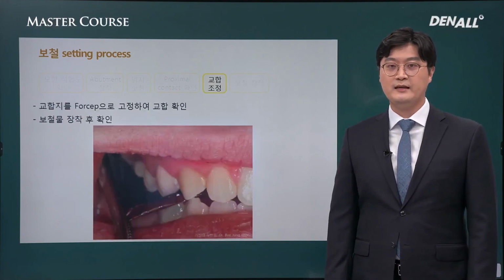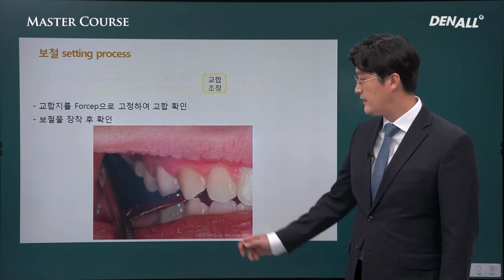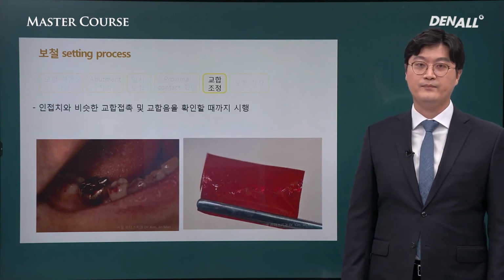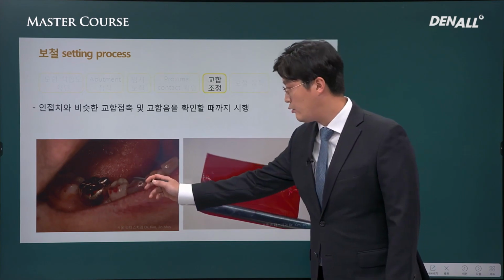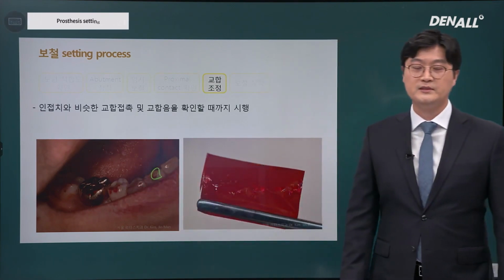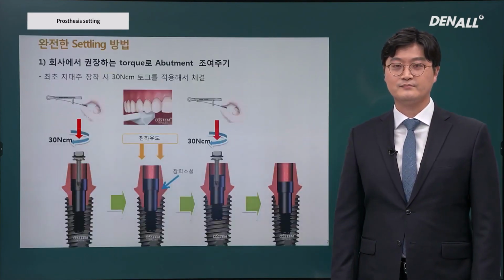You need to check the opposite side. After delivery, you can use the shim stock or articulating paper and check and make adjustments. You need to make sure that occlusion is done similar to the surrounding teeth and that the shim stock is bitten up to the anterior part.